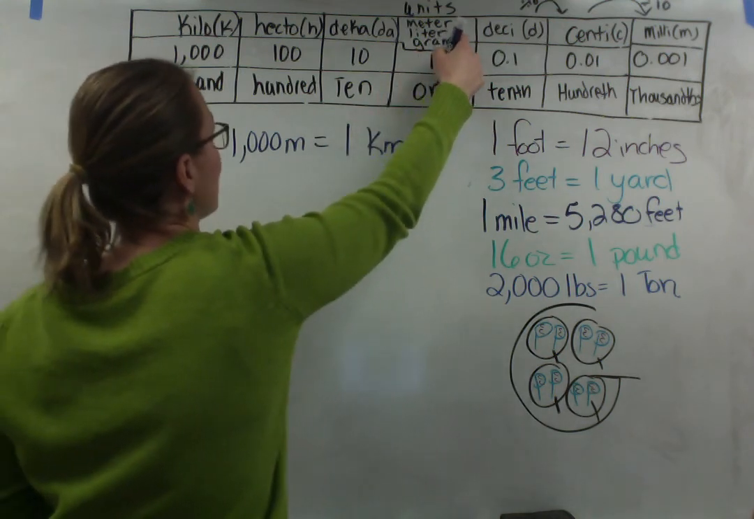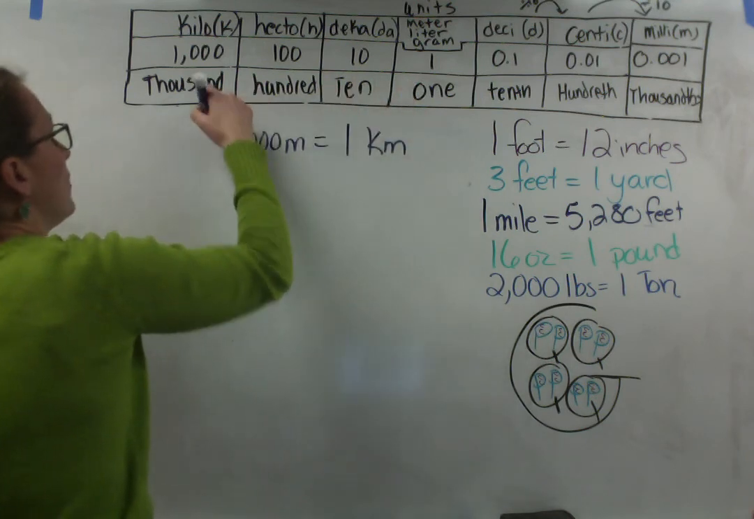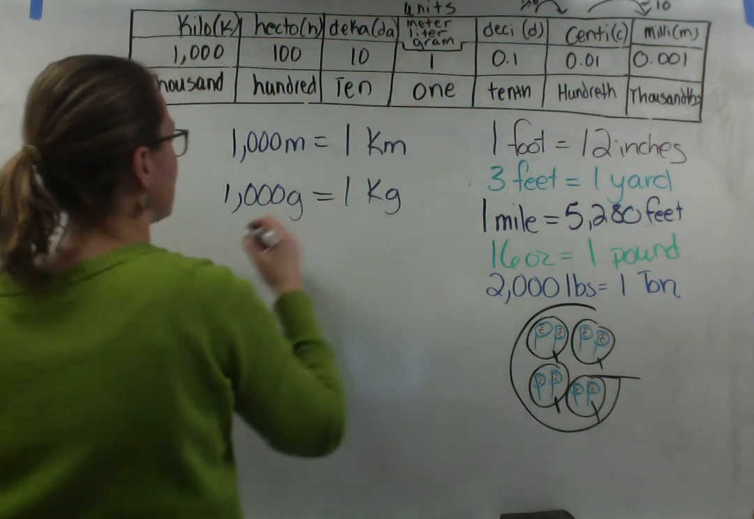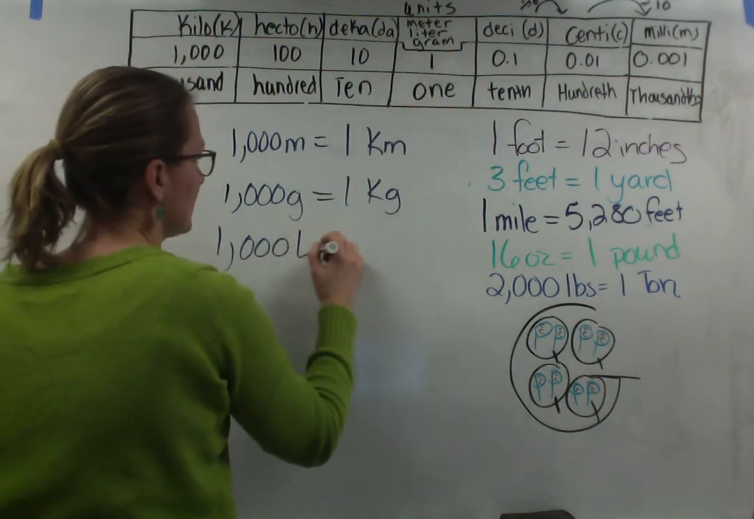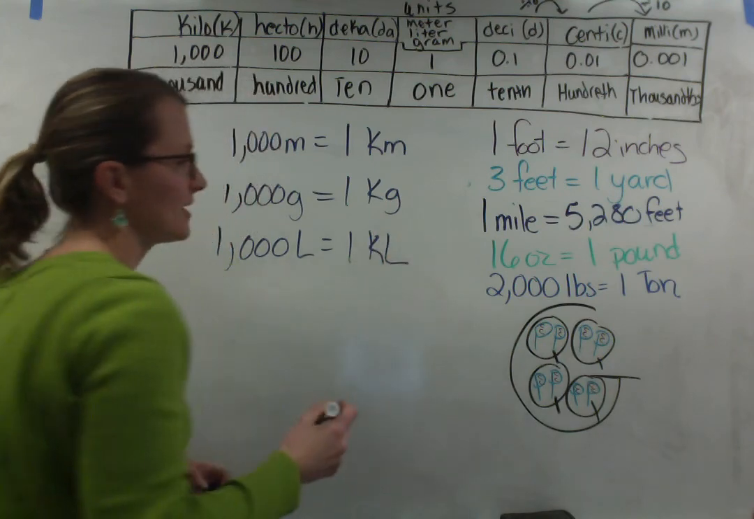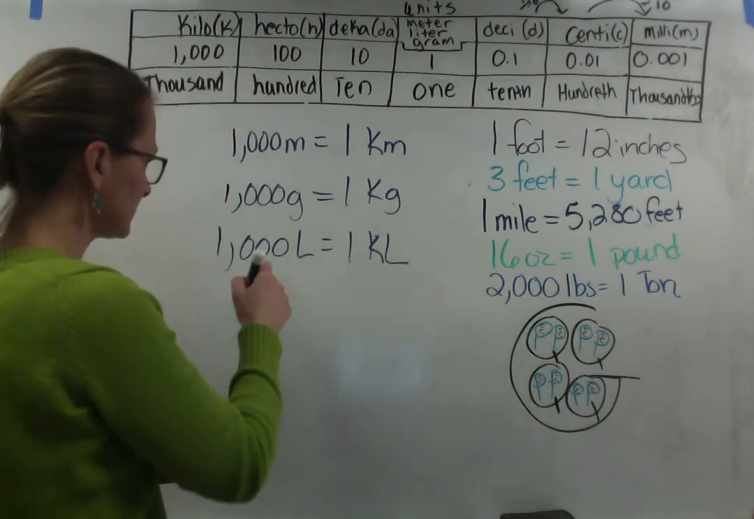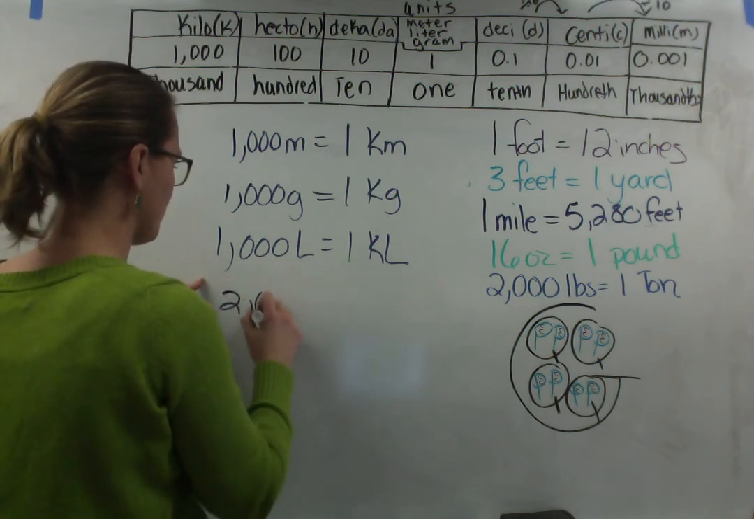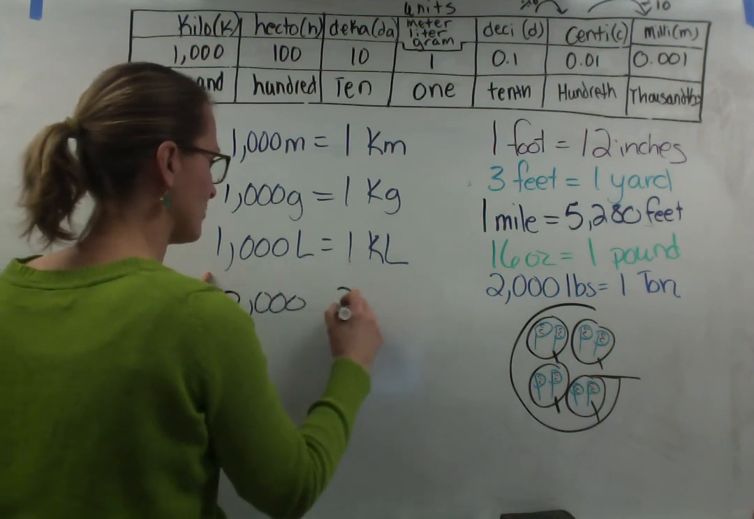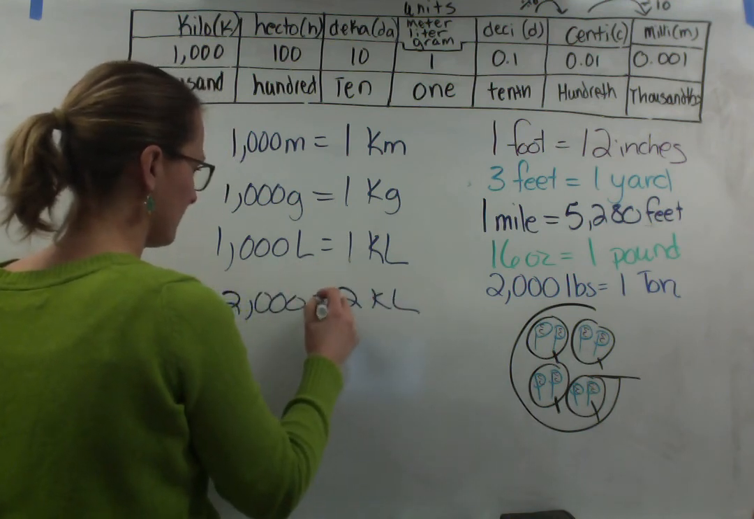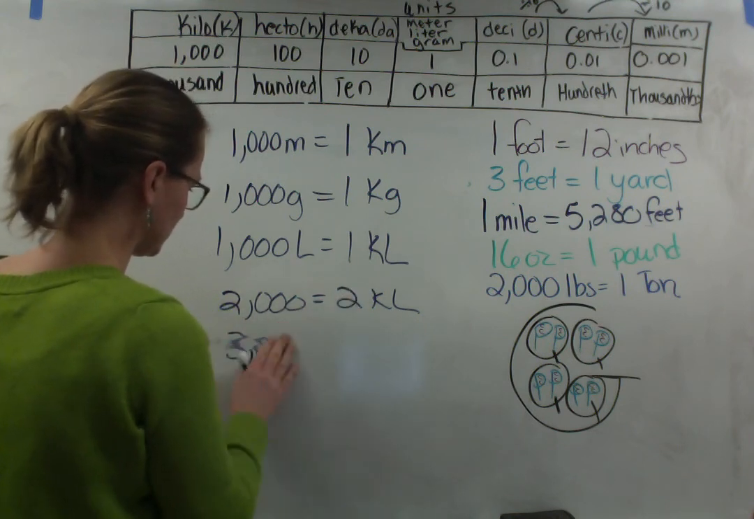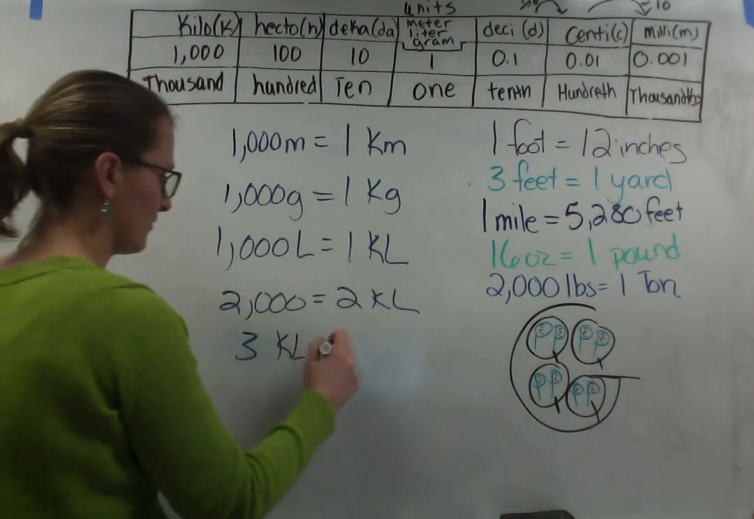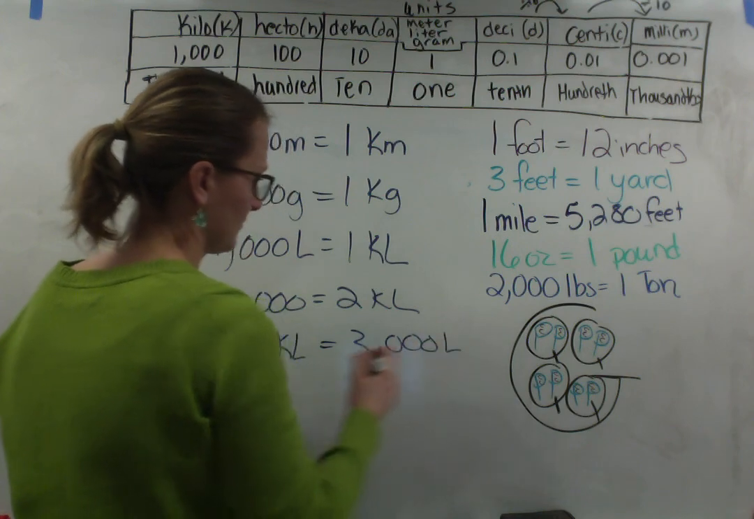Okay? If I had grams, I would need 1,000 grams to make 1 kilogram. And if I had liters, I would need 1,000 liters to make 1 kiloliter. And again, it's the same process, okay? If you know what 1 is, you can figure it out. So that means if I had 2,000 liters, I would get 2 kiloliters. And then vice versa. If I had 3 kiloliters, I would have 3,000 liters. All right.